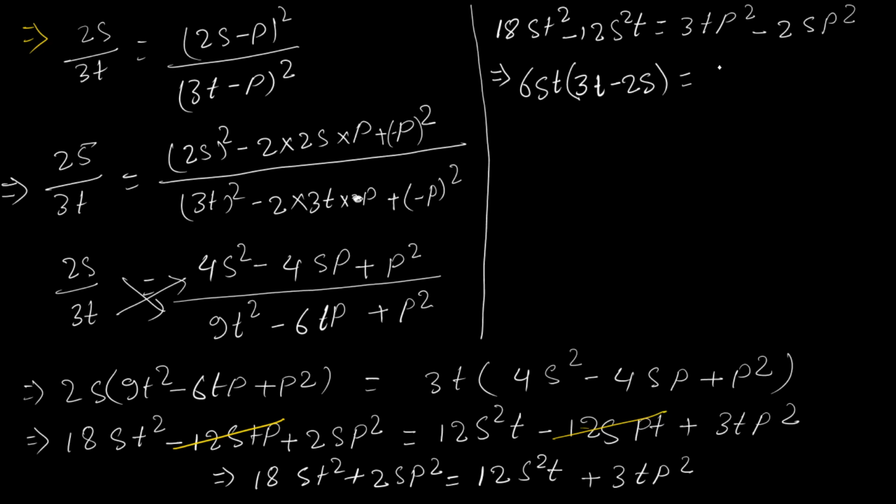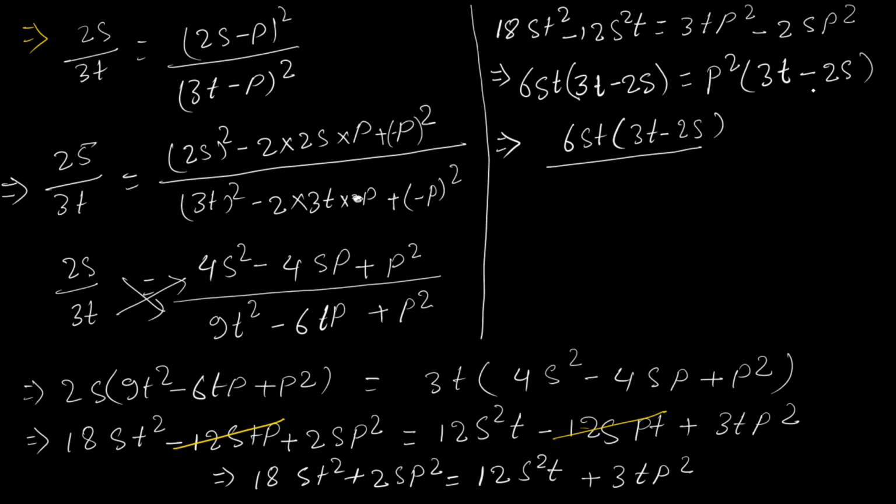This side if I am taking, here I can take p square as common, so it will be left with 3t minus 2s. Am I right? Right, sir. Now this p, so 6st times 3t minus 2s divided by this 3t minus 2s, equal to p square.